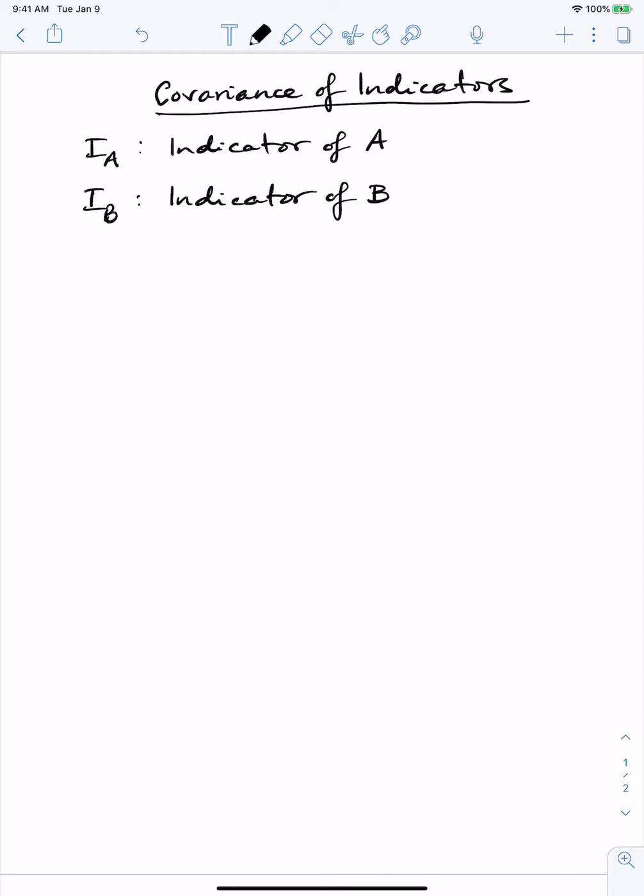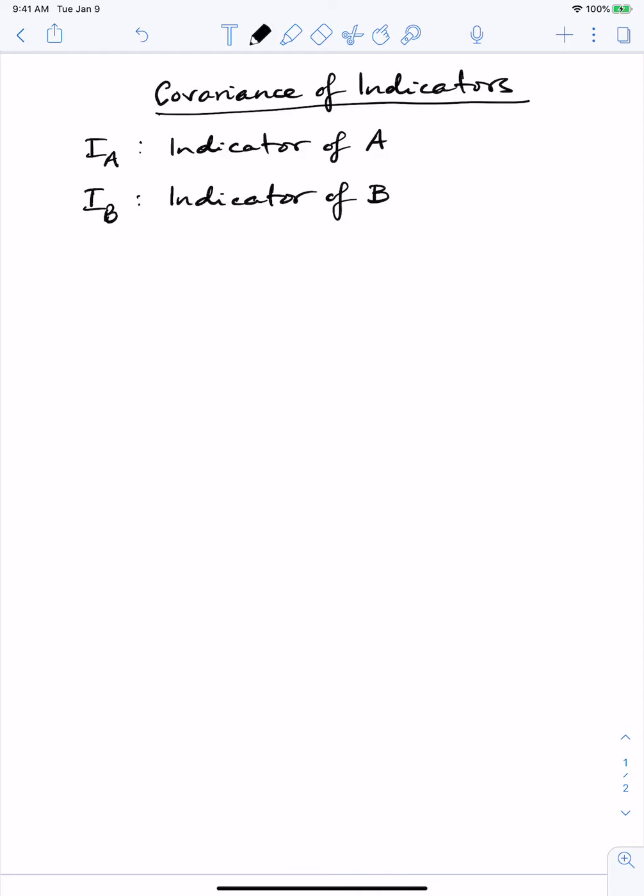You know that the method of indicators is very useful for finding expectations of random counts. That same representation of a random count as a sum of indicators is a good way to find the variance of the random count. And for that, we're going to need the variances of the indicators, which we already know, but also the covariance of two indicators. So let's find the covariance of two indicators.